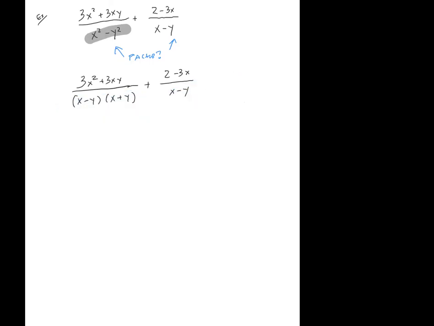So now instead of multiplying both sides, all we're going to do is multiply this one by x plus y. Now our denominators are going to be alike. That makes it a lot nicer, doesn't it? So what are we left with? We're left with 3x squared plus 3xy plus, now we just multiply.